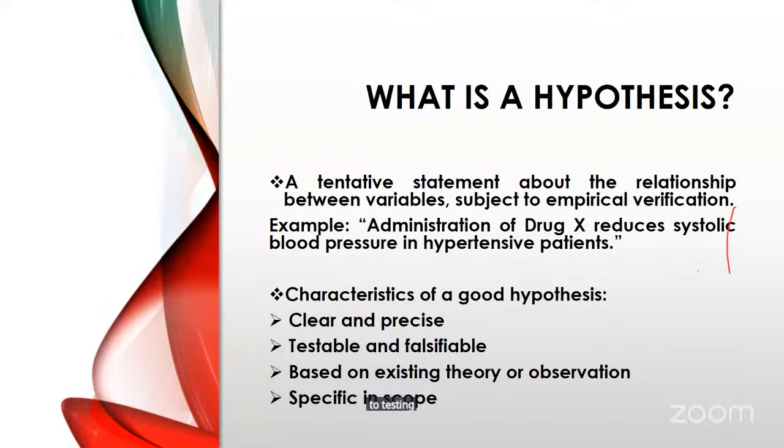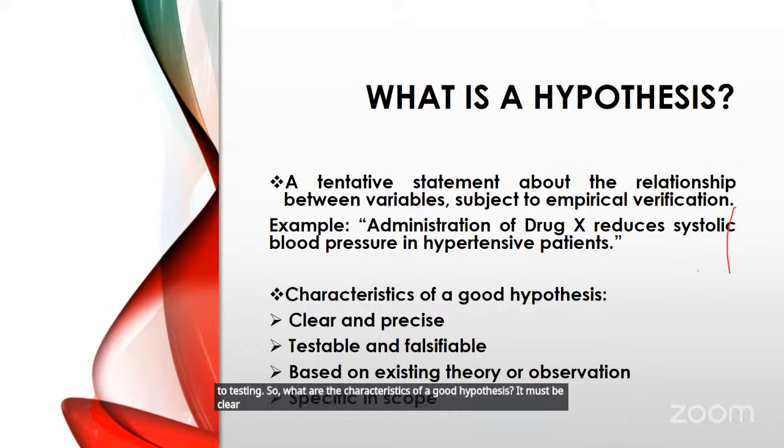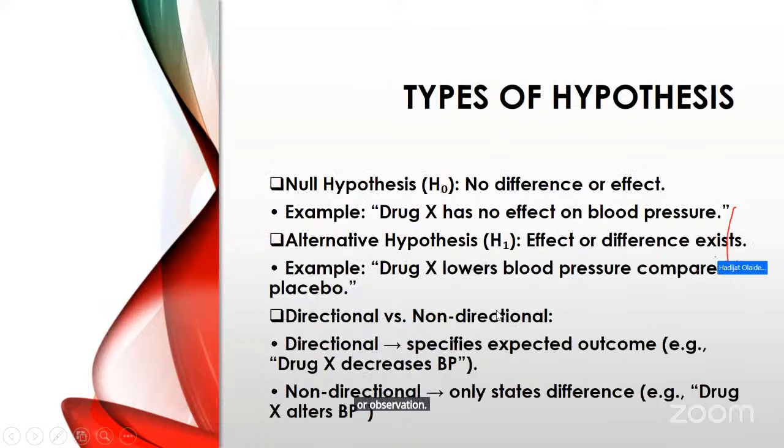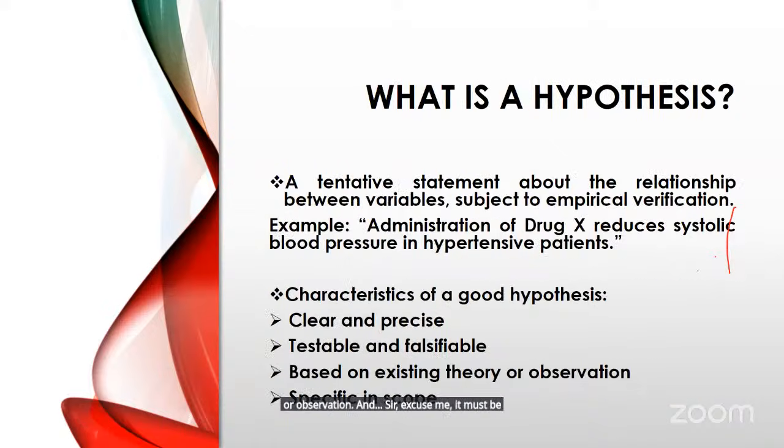So what are the characteristics of a good hypothesis? It must be clear and precise. It must be testable and falsifiable. It should be based on existing theory or observation. And it must be specific in scope. So you must have a clear direction or a specific area that you are addressing.